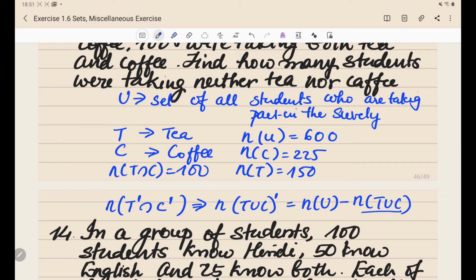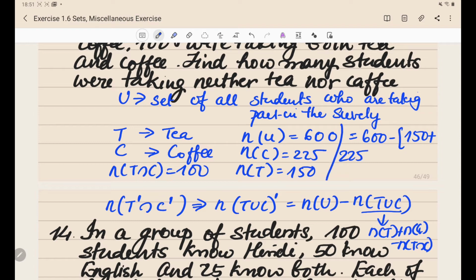Again, you know what n(T union C) is: n(T) plus n(C) minus n(T intersection C). So substitute all these values and you can easily find your answer for this problem. So n((T union C) complement) is equal to 600 minus (150 plus 225 minus 100), which will give you 325 students. So there are 325 students who are taking neither tea nor coffee. I hope it's clear.